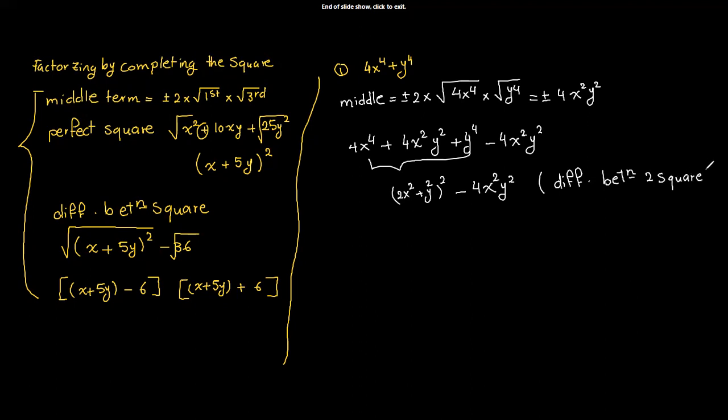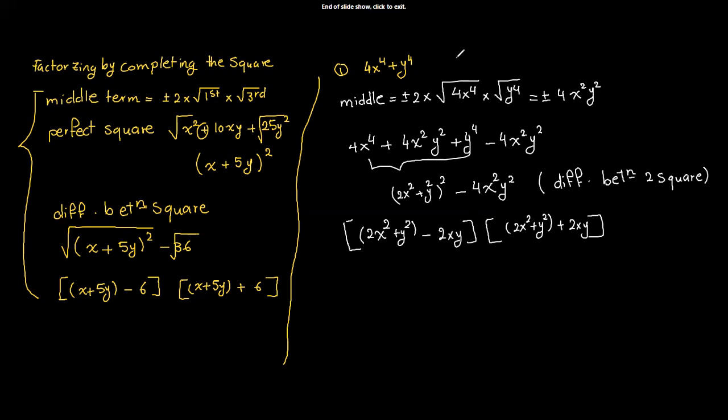So we will factorize with two brackets here. By taking the square roots, these two brackets will be 2x to the power 2 plus y to the power 2, and 2x to the power 2 plus y to the power 2. The square root of this term will be 2xy, and 2xy. One is negative and the other is positive.